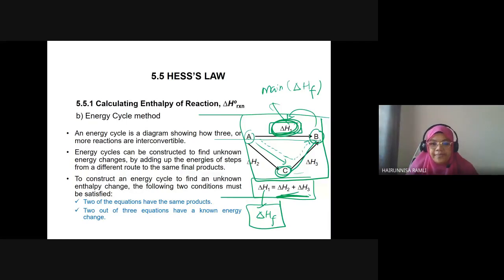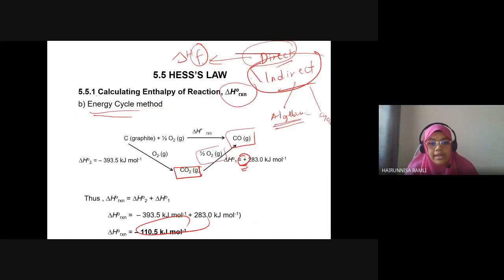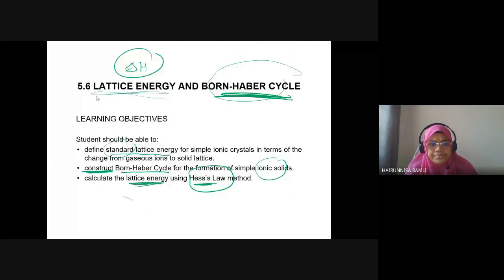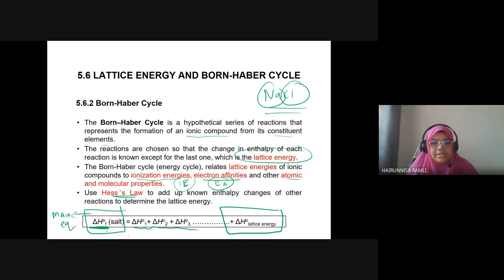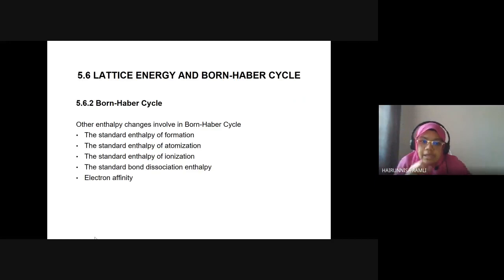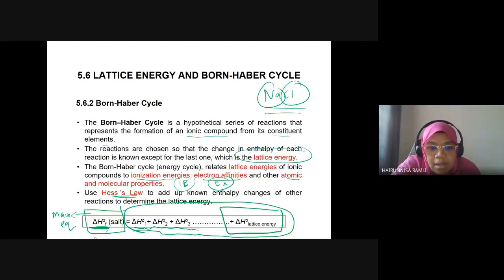Enthalpy of formation. That is why I said the energy cycle method is related to the Born-Haber cycle. Let me go back. Where was it? Ha, this one. You have to understand the concept. Enthalpy of formation is equal to the sum of all the enthalpies in the Born-Haber cycle, including the lattice energy. As I said, the directions are chosen, meaning delta H1, H2, H3 are all given, including enthalpy of formation. So from here you can get the lattice energy.